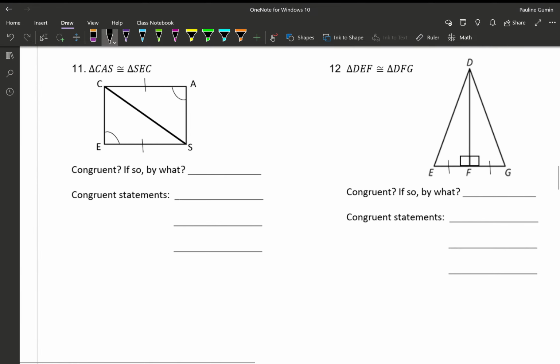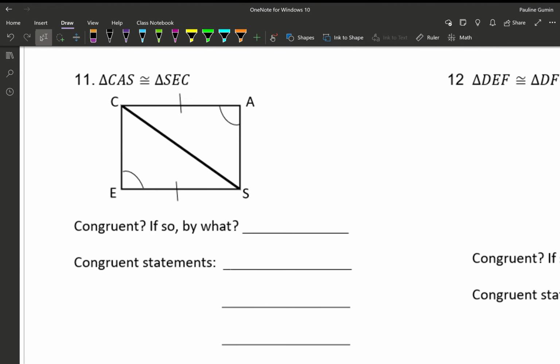All right, number 11. Okay, so I see a side and an angle. Do they have anything else in common that I can mark? They actually do. I can mark this middle line. Okay, now let's see if they're congruent. An A, an S, an S, an A, and oh. No, our triangles do not have a congruency of ASS, and the way I remember it is 2-dimensional figures do not have an ASS.